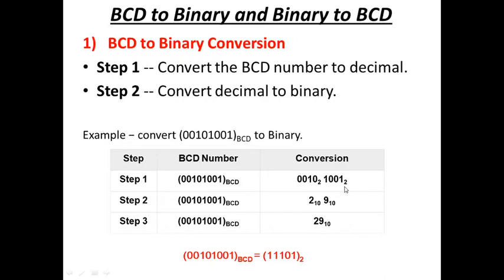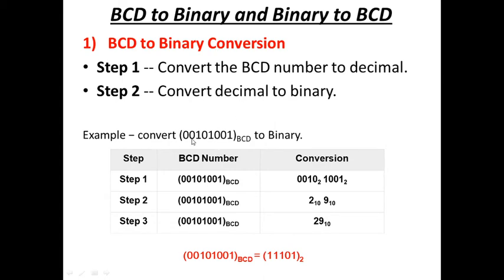Now the next conversion we'll see is BCD to binary and binary to BCD. What is the full form of BCD? BCD is binary coded decimal. In this, each digit is represented as a 4-bit equivalent binary number. Now let's see the first conversion, BCD to binary. What is the first step? You convert the BCD number to a decimal number, and the second step is to convert the decimal to binary. This we have already studied. Now let's take an example and see.